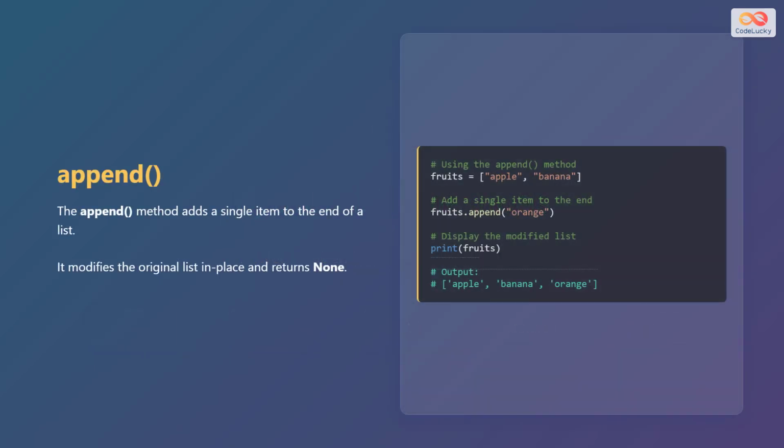Let's start with the append method. The append method adds a single item to the end of a list. It modifies the original list directly and doesn't return any value, which is also known as None.